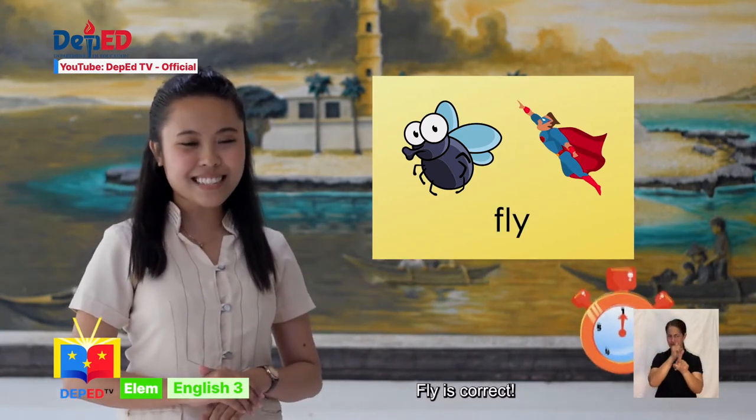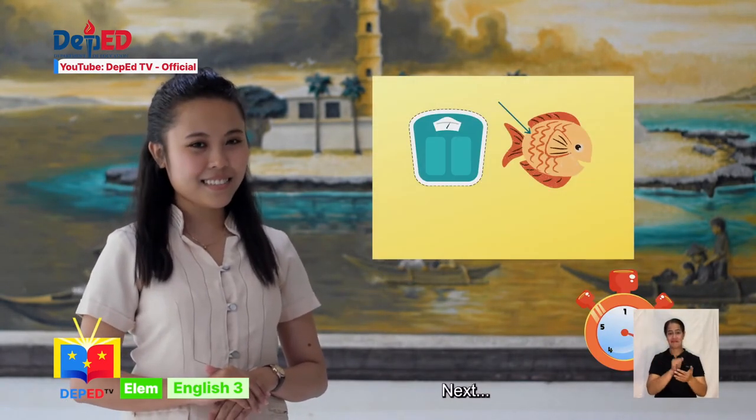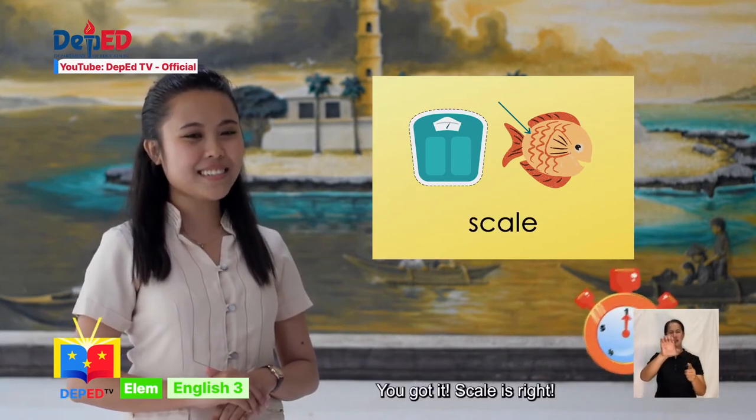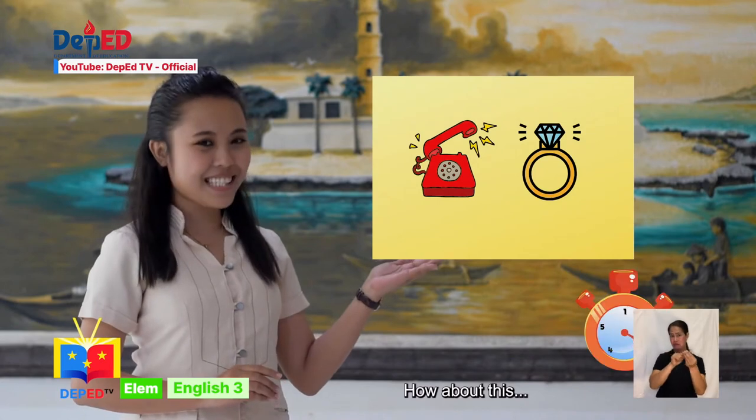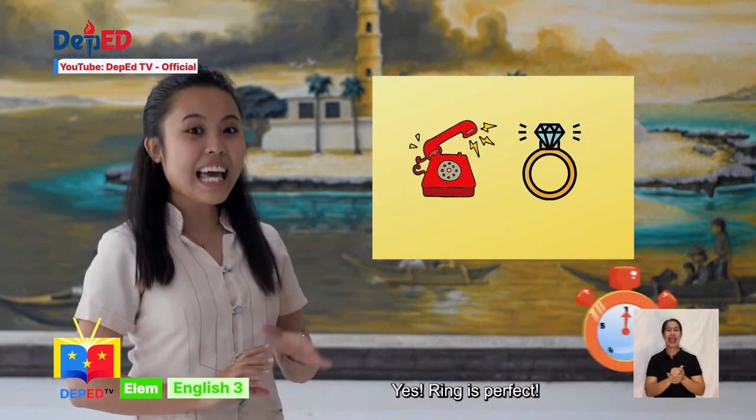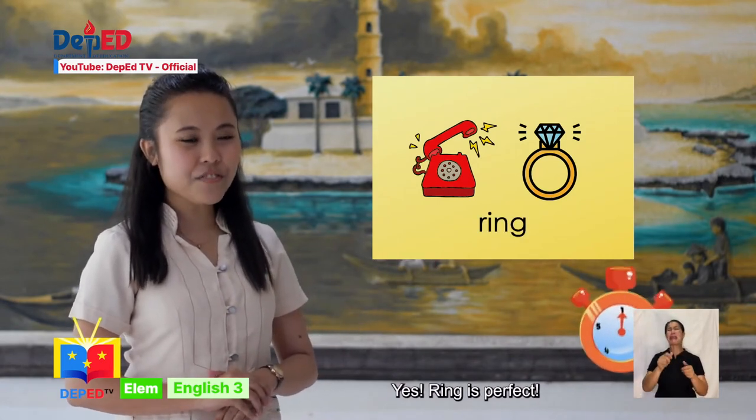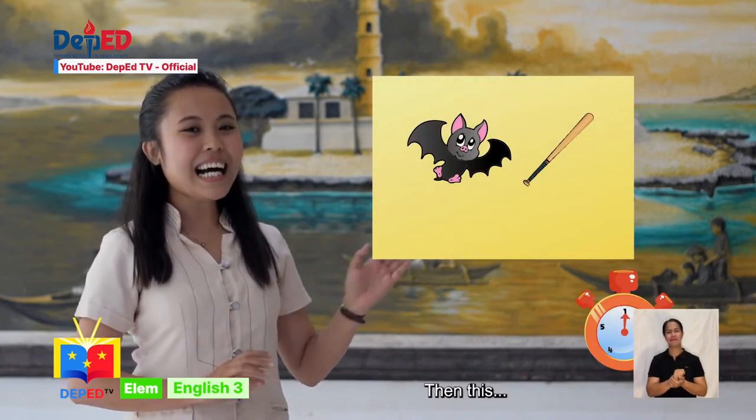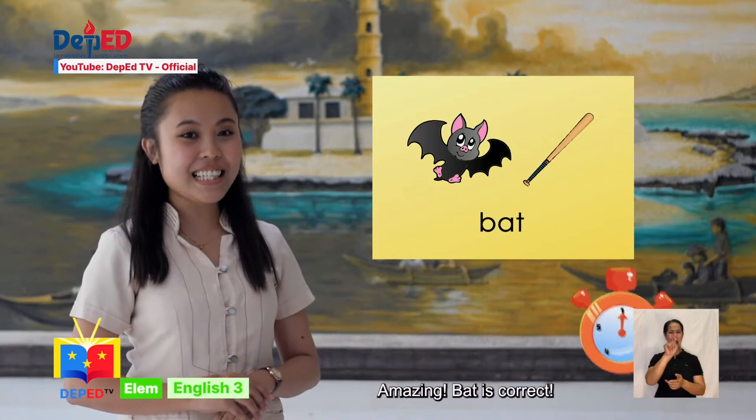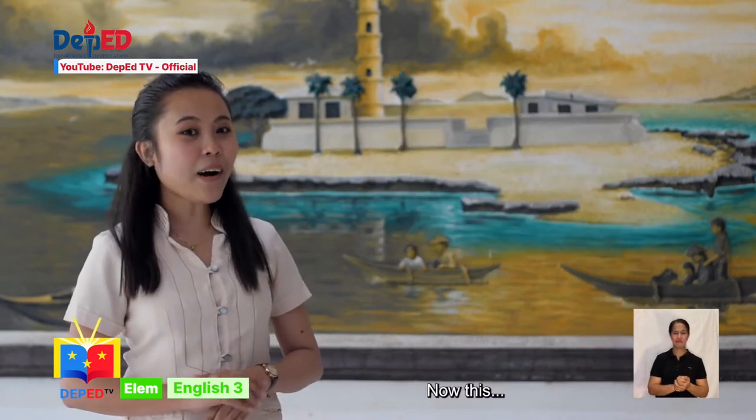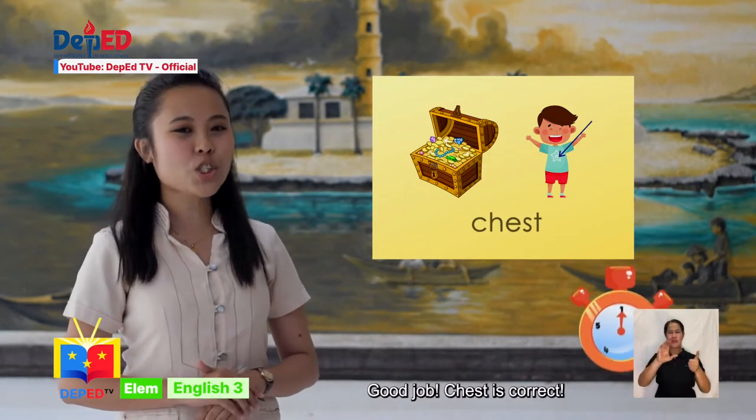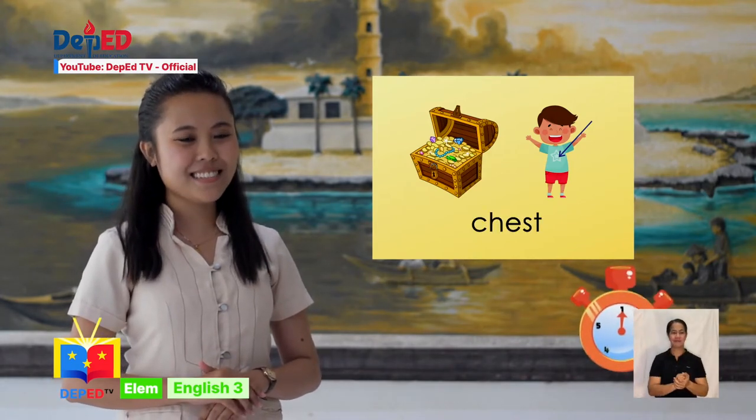Fly is correct. Next. You got it! Scale is right! How about this? Yes! Ring is perfect! Then this? Amazing! Bat is correct! Now this! Good job! Chest is correct!